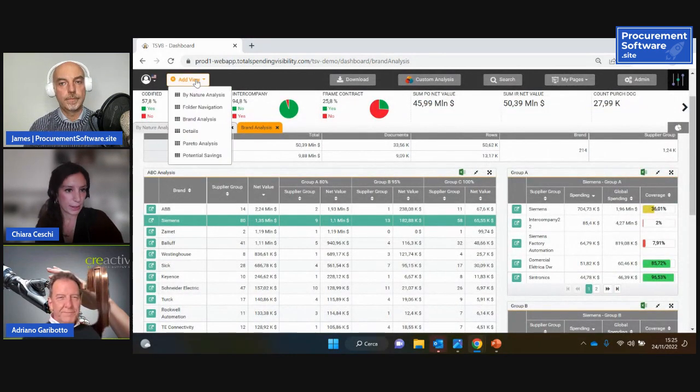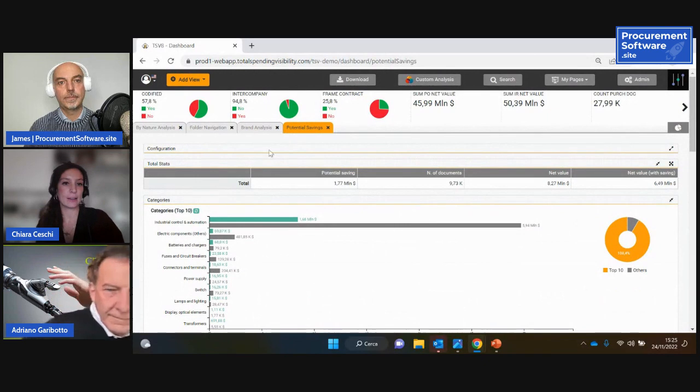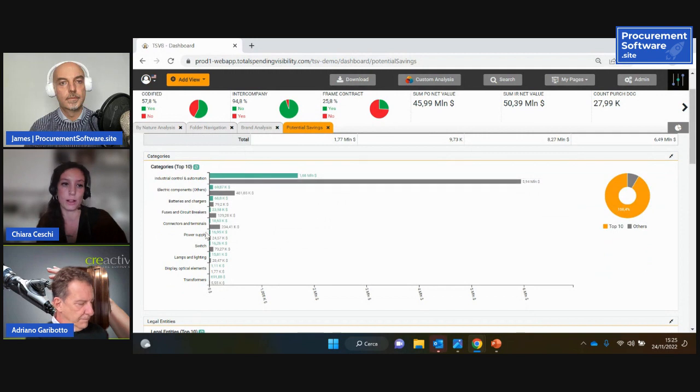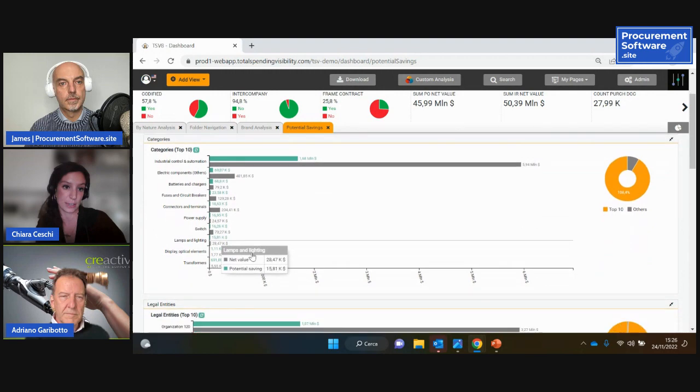Yes, we can jump into another feature, which is the potential savings feature. So in this case, it's an overview and the distribution of the potential savings trend through the comparison of different prices of the same item. The definition of same item is the same combination of brand and code. So in this case, we can see, first, the top 10 of the categories of the potential savings.